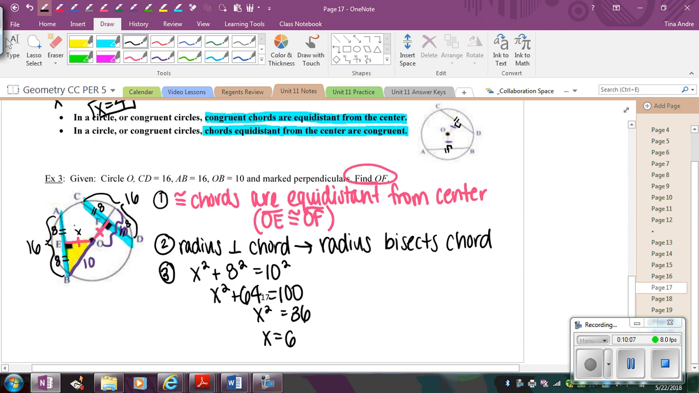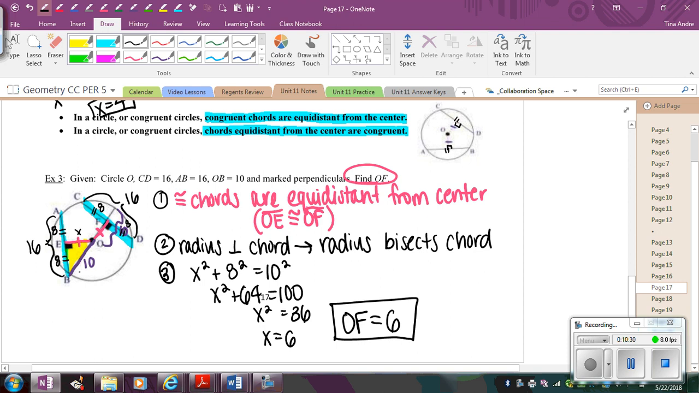So that means that x is 6, which also means that OF must be equal to 6, since those two segments represent that equidistance from the center. So that's the way that I thought to do that. You could have just said, if you remember your special right triangle 6, 8, 10, you could have gotten it that way. You could also use part times part equals part times part for this one.